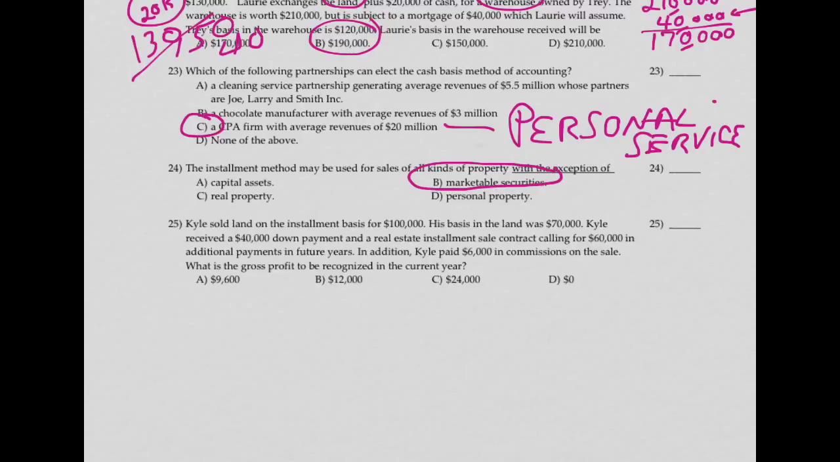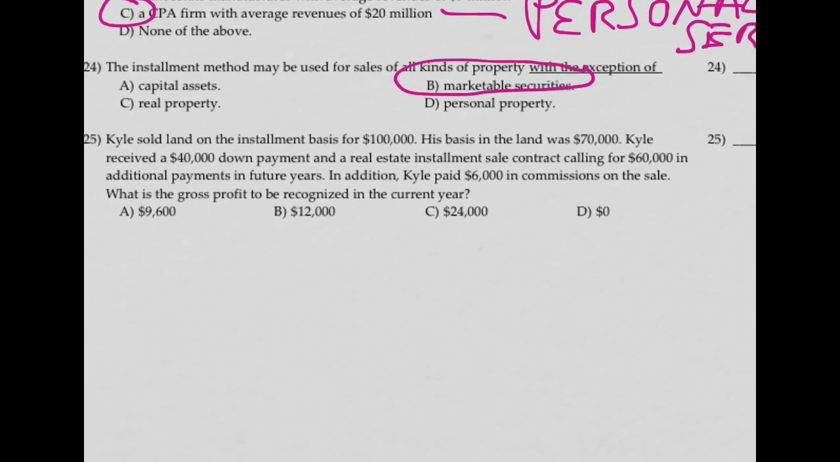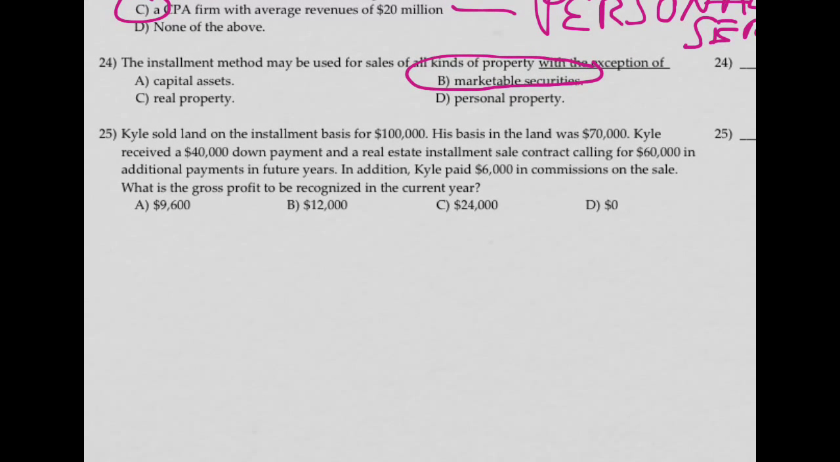Kyle sold land on the installment basis for $100,000. His basis in the land was $70,000. So this is a computational question on installment sales, and what we need to figure out is what is the gross profit. So let's see what the deal is. He's selling it for, and we might as well do the following. Let's do the following. All right, let's see what we got here.